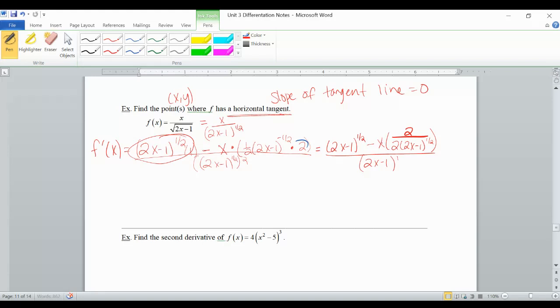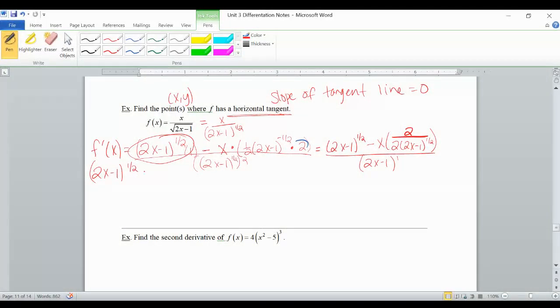And then I've got a complex fraction that I have to deal with. So I'm going to come over here to this other side. I've got 2x minus 1 to the 1/2 power, and this has to get multiplied by the denominator over here, so I can combine these two terms to be one fraction.